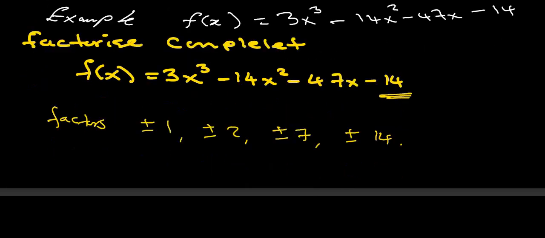Now I'll start with 1. We're going to say, what is f of 1? It's a trial and error method. That's how we factorize polynomials, by trial and error. So you put the 1 here. When x is equal to 1, if I put 1 everywhere here, is it going to give us a 0?